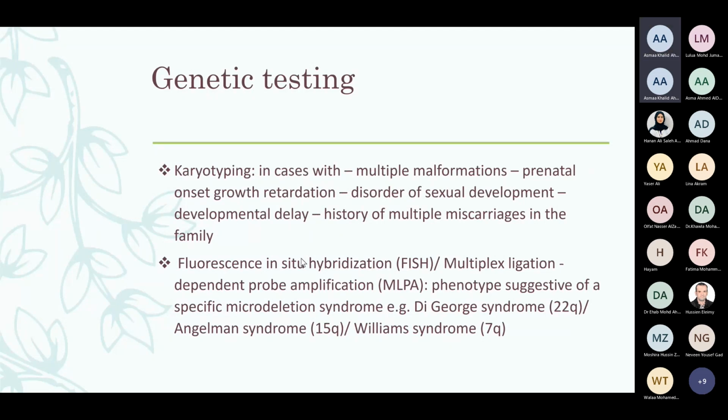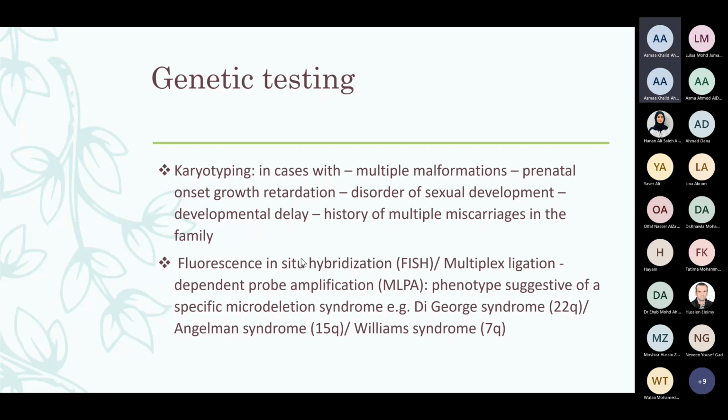If it's multiple malformations, something where you think it is a trisomy, there is no need to go for a microarray first. You go from the beginning to karyotyping. Disorder of sexual development, initially you have to go for karyotyping, because after that you might go in another direction, whether hormonal or endocrinal reasons.